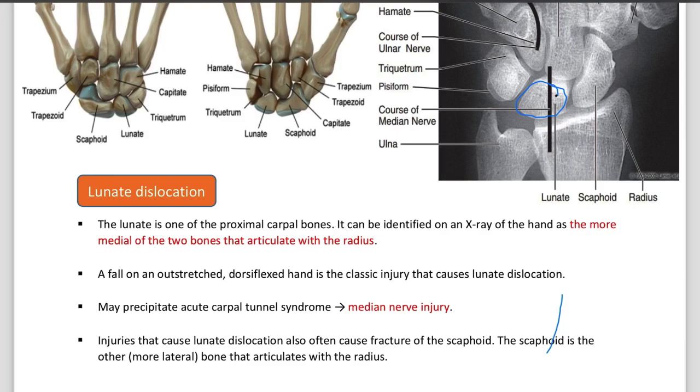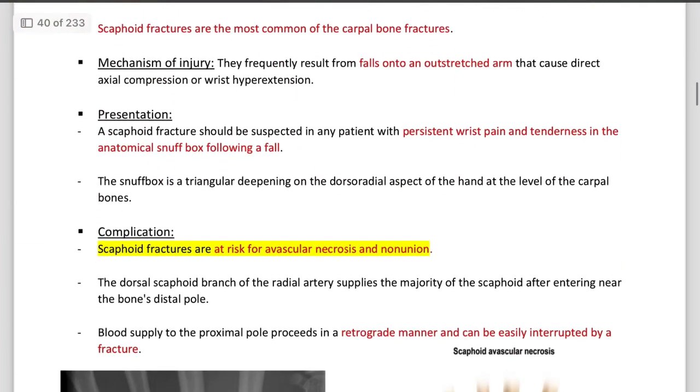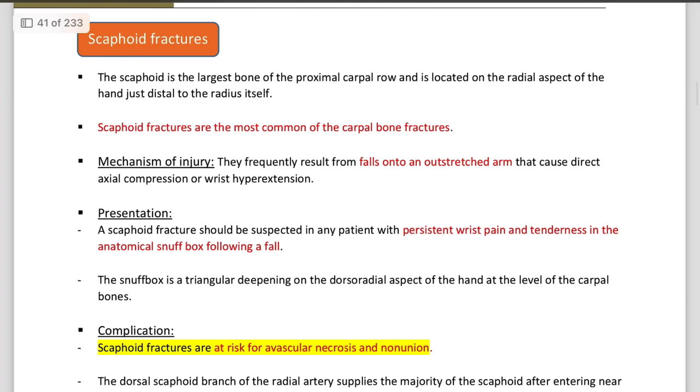In management, we can do immediate reduction or surgical stabilization if the patient is unstable, and we can monitor for median nerve injury. Okay, next we are going to discuss scaphoid fracture. This scaphoid fracture is very important, that's why I'm going to take a little more time on scaphoid fracture.